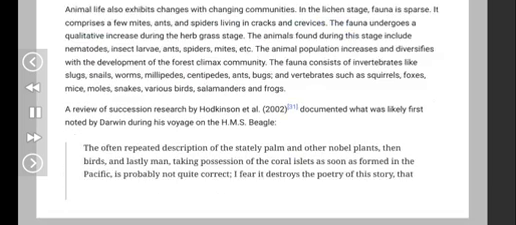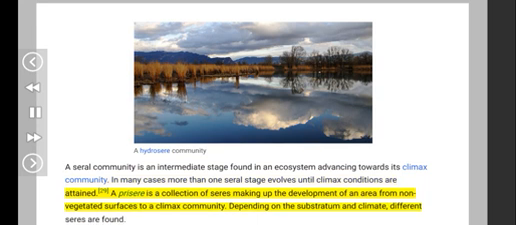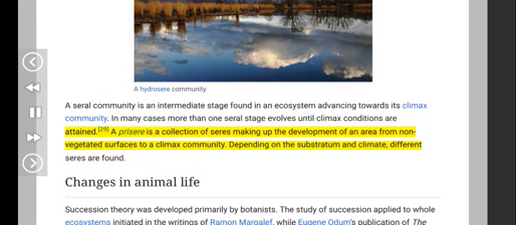A hydrosere community. A seral community is an intermediate stage found in an ecosystem advancing towards its climax community. In many cases more than one seral stage evolves until climax conditions are attained. A prisere is a collection of seres making up the development of an area from non-vegetated surfaces to a climax community. Depending on the substratum and climate, different seres are found.